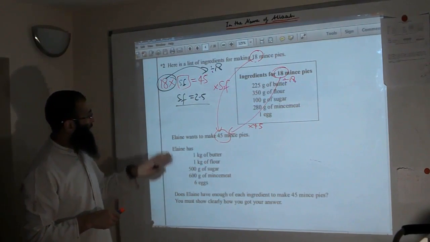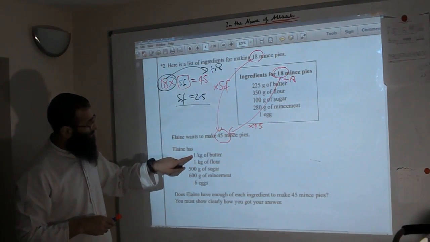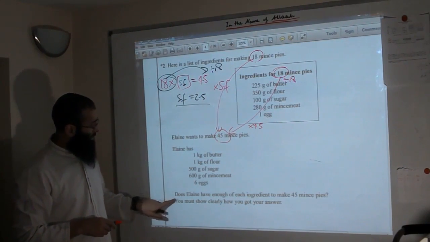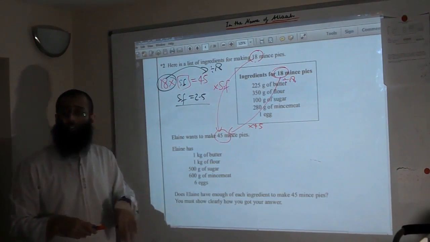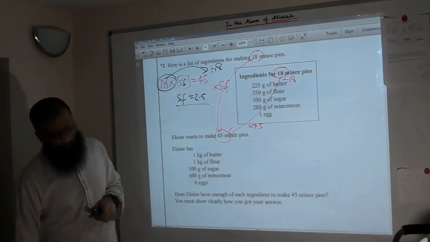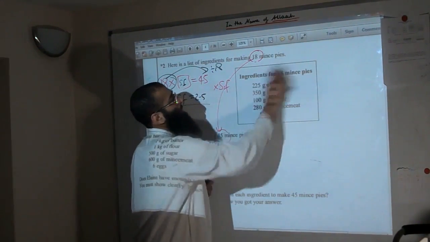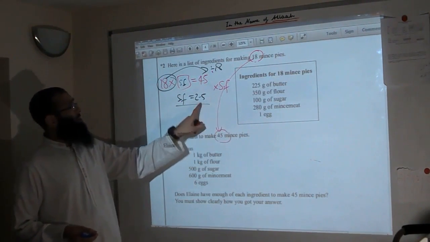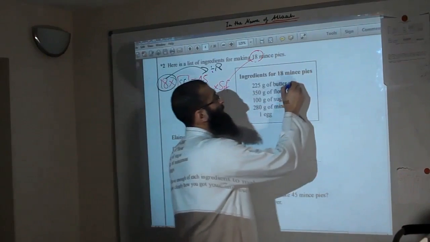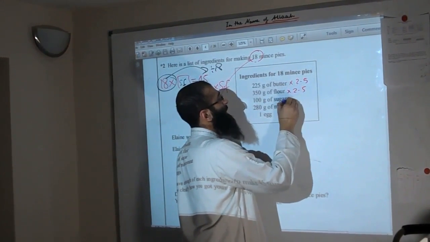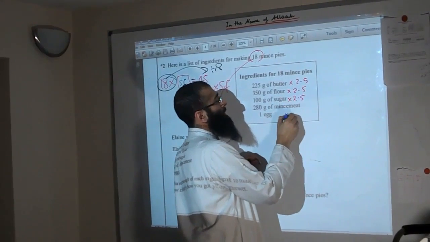Now what we need to do here, because Elaine has these ingredients, 1 kilogram of butter, 1 kilogram of flour, and 500 grams of sugar, and so on. Does Elaine have enough of each ingredient to make this new extra mixture? So what we need to do now is multiply each of these ingredients by 2.5. Can we please get busy with the calculators? Can we multiply each one?